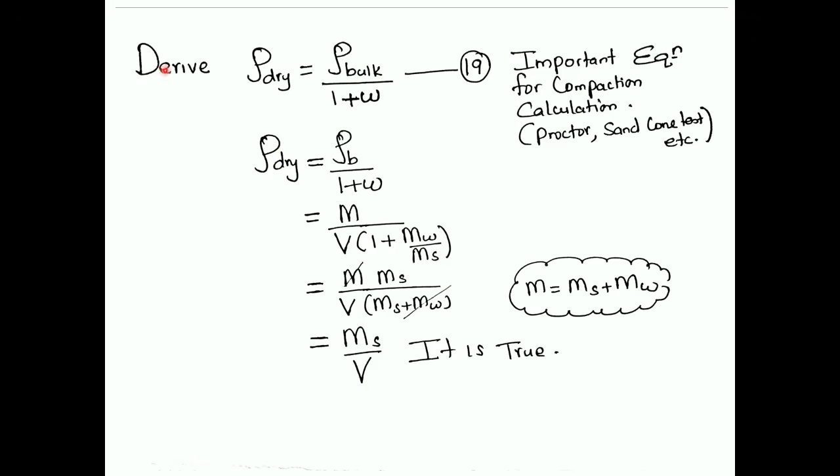This dry density, okay, first derive this equation. Dry density is equal to bulk density over 1 plus W. Bulk density is equal to total mass over total volume. That is the definition. Bulk density is total mass over total volume, divided by 1 plus water content. Water content is equal to mass of water over mass of solid. Take MS common, MS and MW. This MS goes up, M over V into MS over MS plus MW. M is equal to mass of solid plus mass of water. Equation number 3, I think. Check. This M and MS plus MW cancel out. MS over V remains. MS over V is the definition of dry density. It is true. Therefore, this relationship is true.